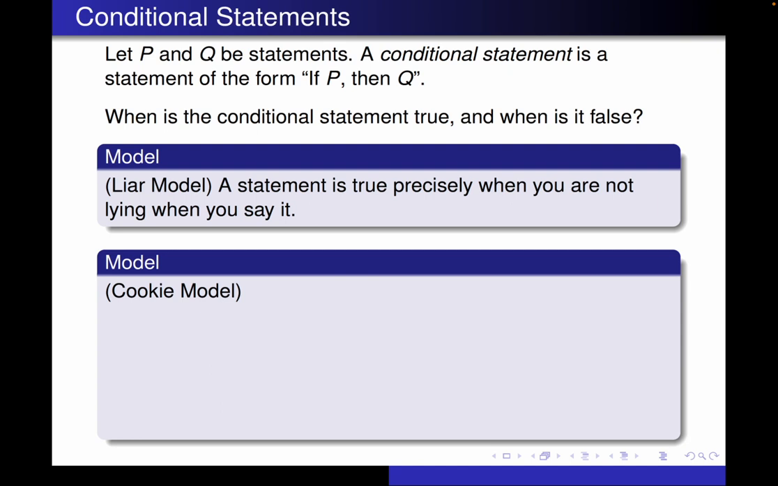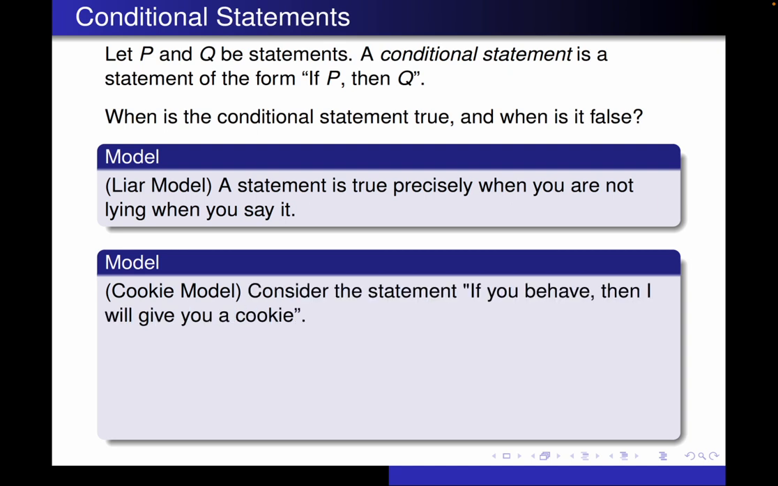And a good way to think about this in terms of conditional statements is something I call the cookie model. So maybe my children are having trouble behaving themselves, and so I tell them, if you behave, then I will give you a cookie. You can argue about whether that's good parenting or not. Well, we can have a discussion on that. But let's just look at that particular statement, and in particular, try to think about when it's true and when it's false.